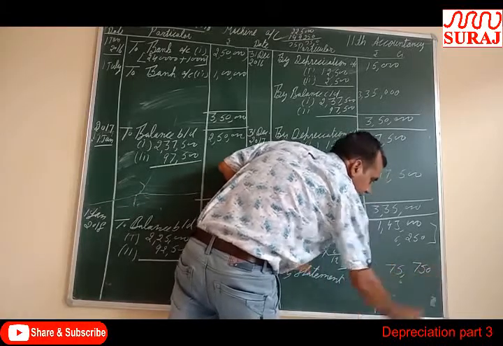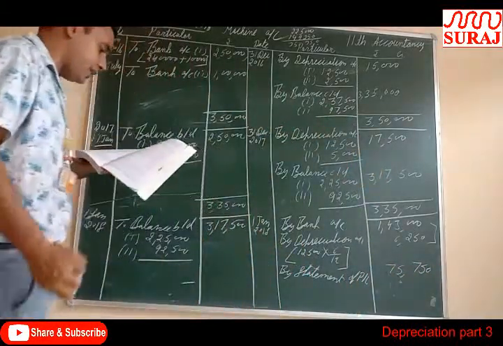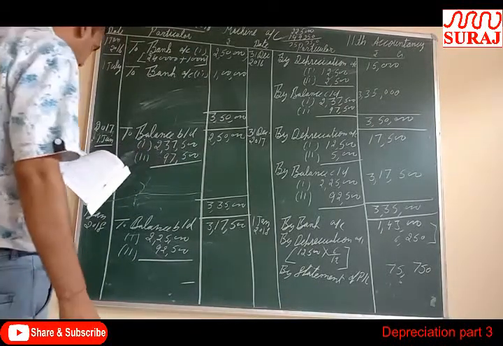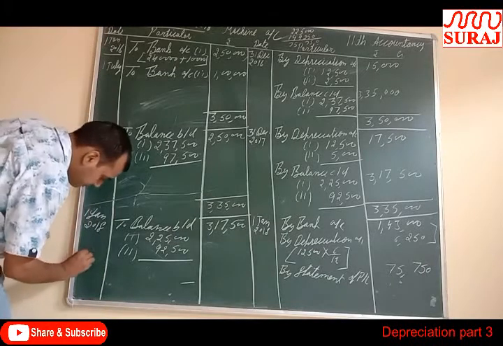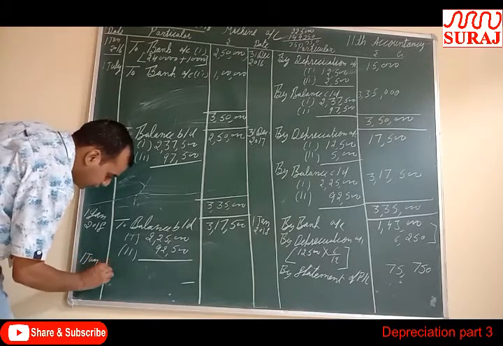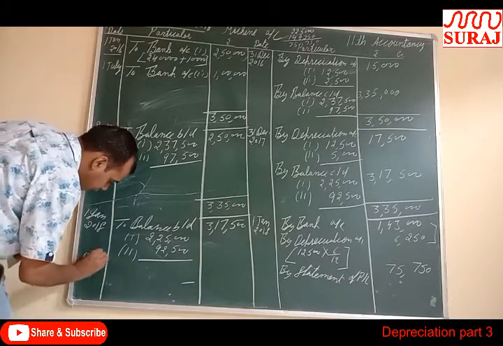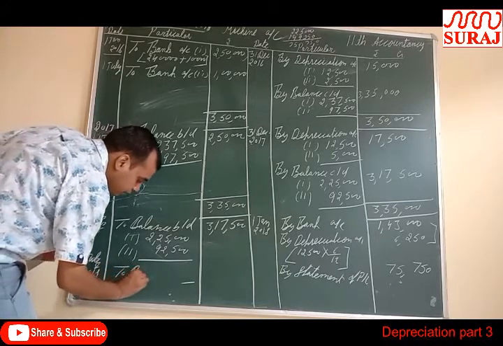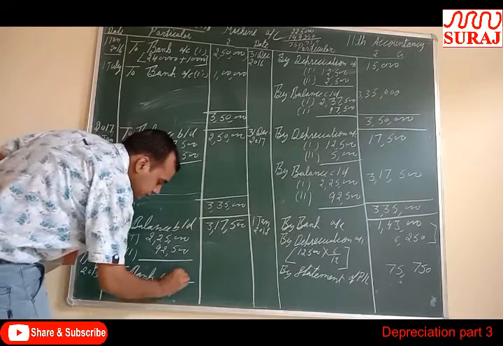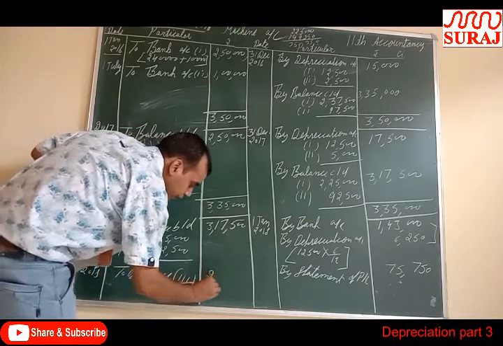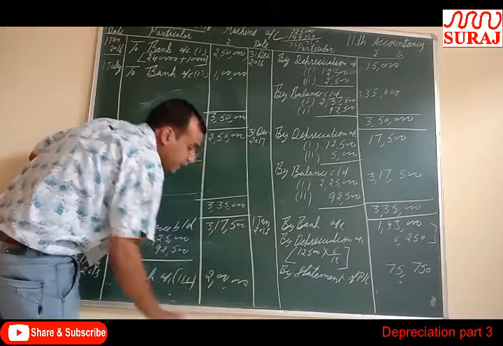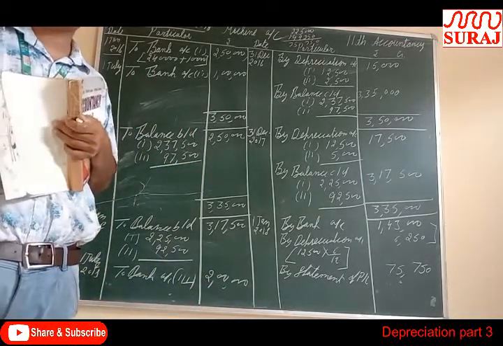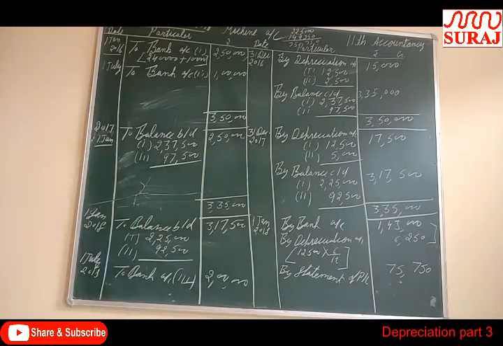Is there any other purchase and sale? Yes. On the same date, another machine was purchased for 2 lakh. Then your entry will pass machine account debit to bank account, 1st July 2018. It's your third machine, 2 lakh. Is there any other machine purchase or sale? Then you find out the answer: No, there is no other machine purchase or sale.